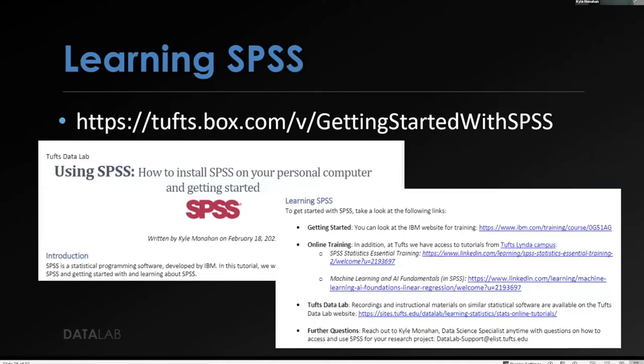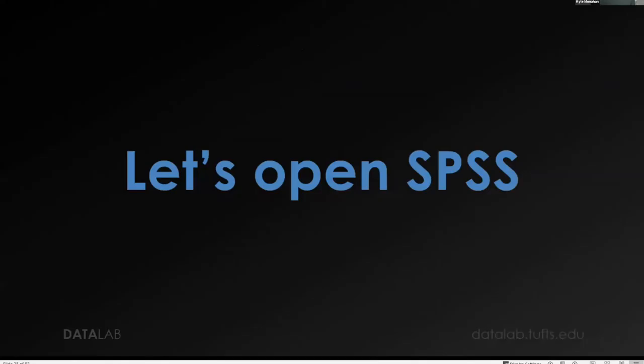Also, one thing to note, for each of these software, we have a getting started guide, and you'll be able to access those links through the website, as Emily mentioned. You can also go to this URL, tufts.box.com/v/getting-started-with-SPSS. Those are all available on the website for the conference, and you'll be able to download and get started with all of these training materials if you'd like to do that. So we have getting started with SPSS and then some additional tutorial materials that you can access. So let's open SPSS and take a quick look.